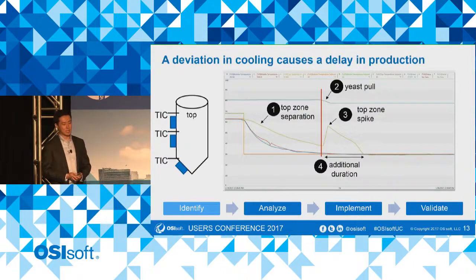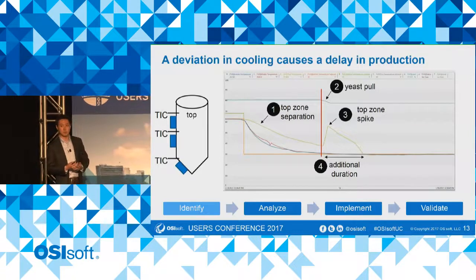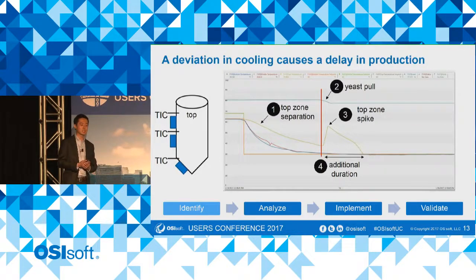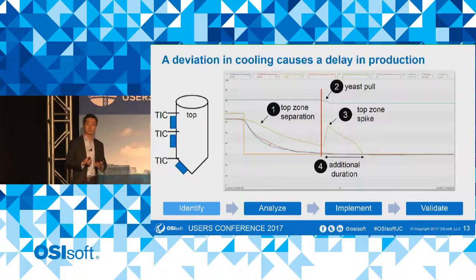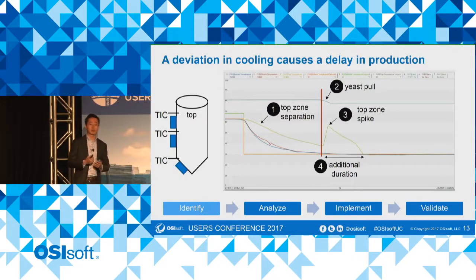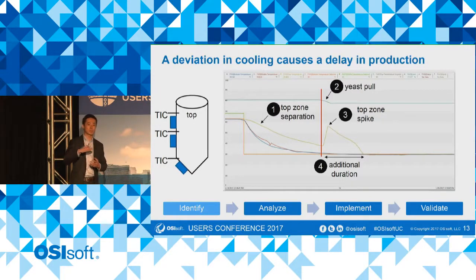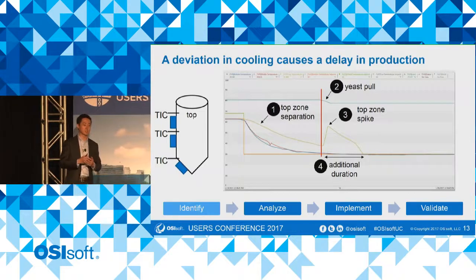However, this is the problem that we're faced with here. There's some uncharacteristic behavior, and essentially what happens is, as the cooling begins to start, you can see immediately that the top zone temperature begins to separate. So what that means is, as the batch cools, the top zone is actually at a higher temperature than the rest of the vessel, which is a problem.